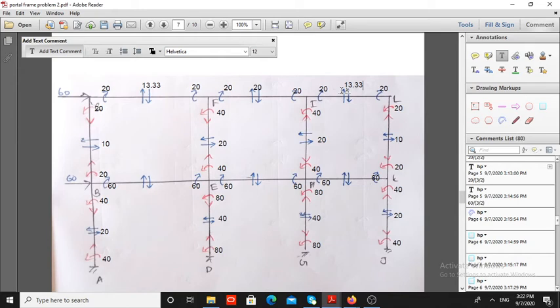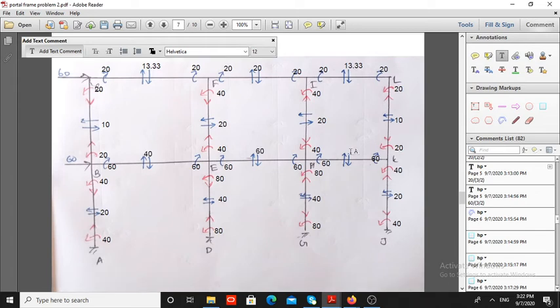Now this 60 divided by 3 by 2, that is 60 divided by 1.5, that is equal to 40. Okay, here the value is 40. Here also the value is 60. 60 divided by 2 by 2, that is equal to 60. Here the value is 40.